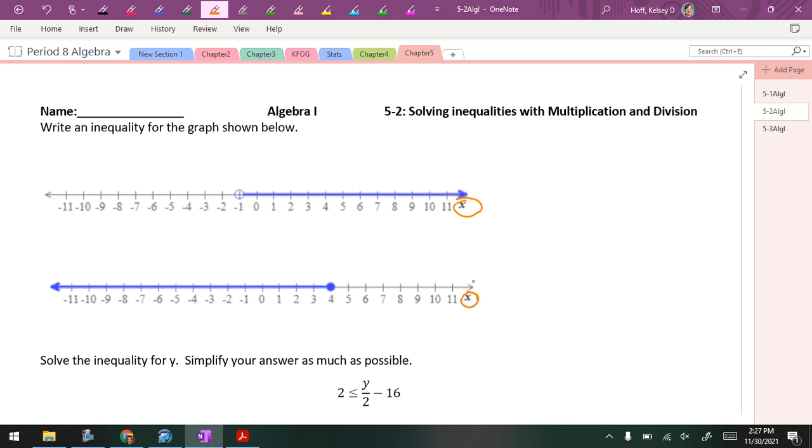Carson, would you write on the first one? X is greater than -1. Thoughts? Okay, Jackson? Solid is the... Yep. Now, technically, could you write -1 is less than X? Yes. Okay.